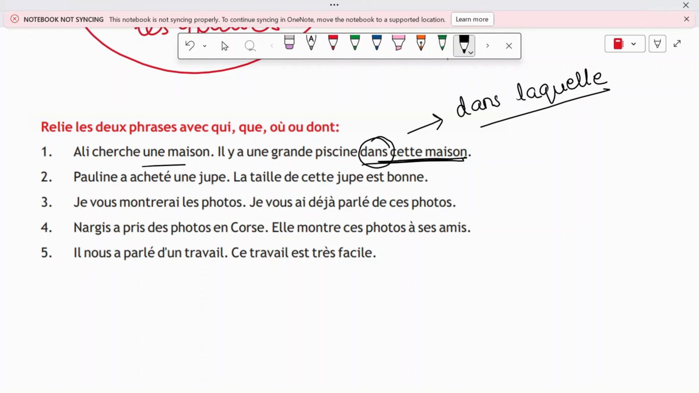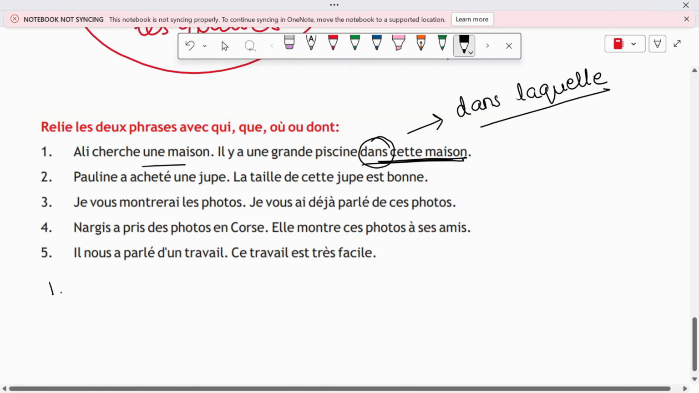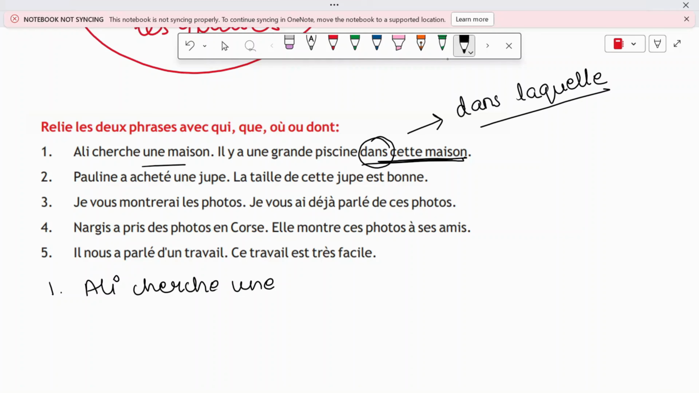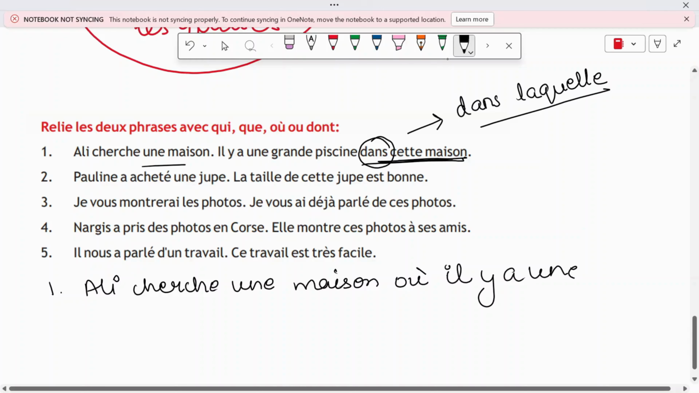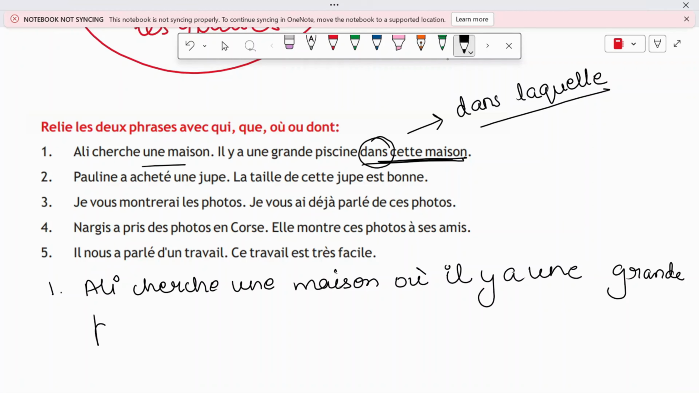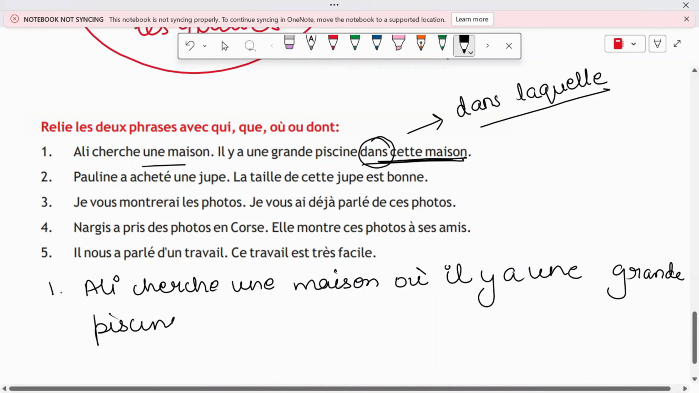Here we are going to put où because it is reflecting the place. Ali finds a house. There is a big swimming pool in the house. So our answer would be: Ali cherche une maison, Ali finds a house, où, where, il y a une grande piscine, there is a big swimming pool.